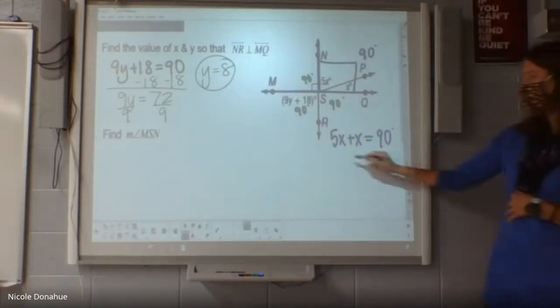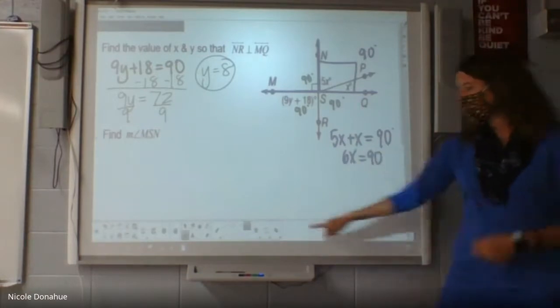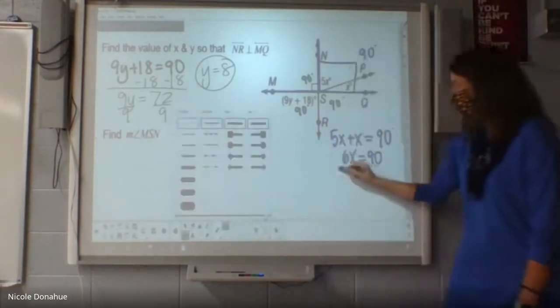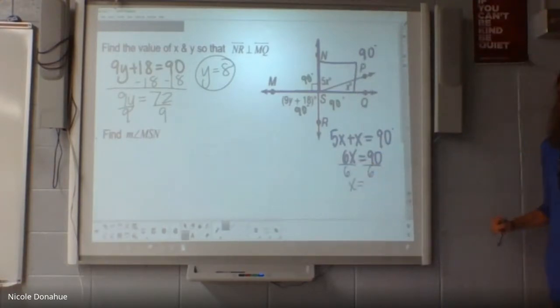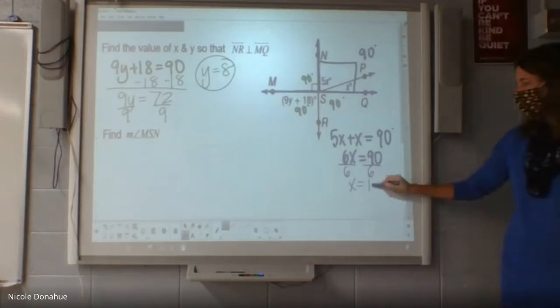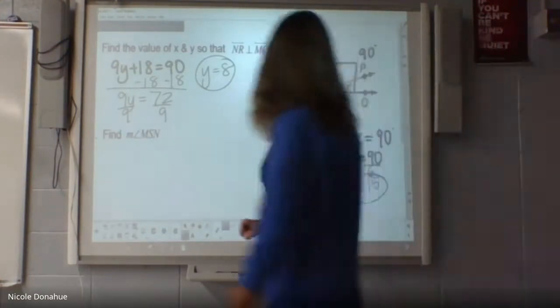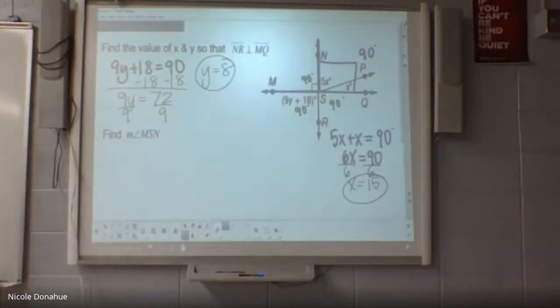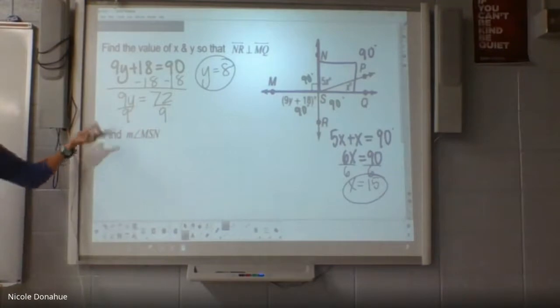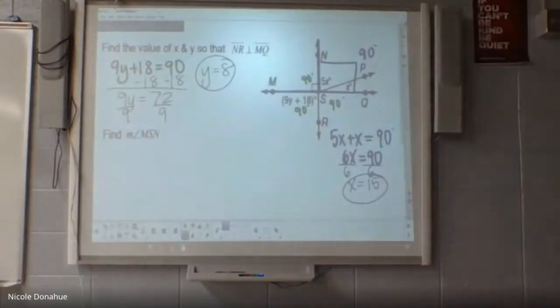So 5x and x is 6x. And then 5 by 6. What do we get for our x then? 15? Okay. Oh, and then it says find MSN. That's not very helpful. That's not a very tough angle to find. MSN's right there. It's 90 degrees. I guess I don't know why that question was there. Kind of a simple one.